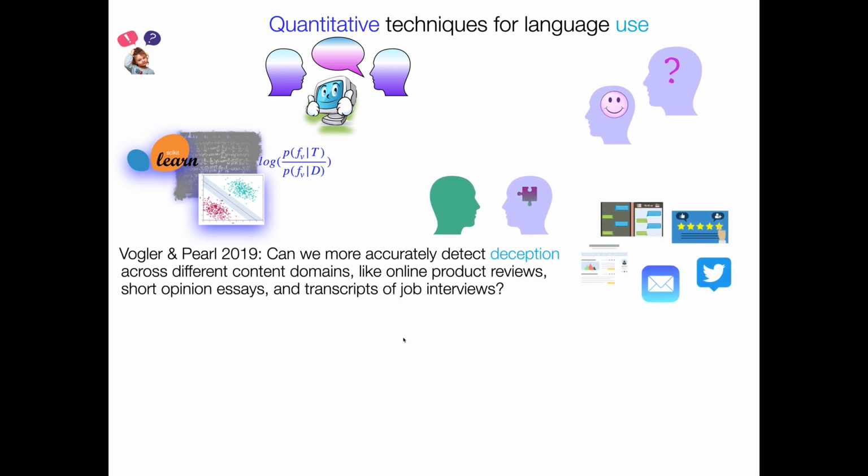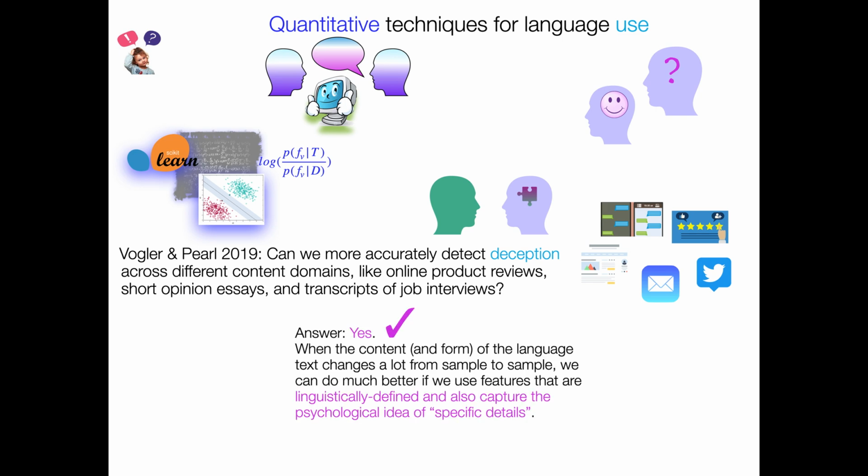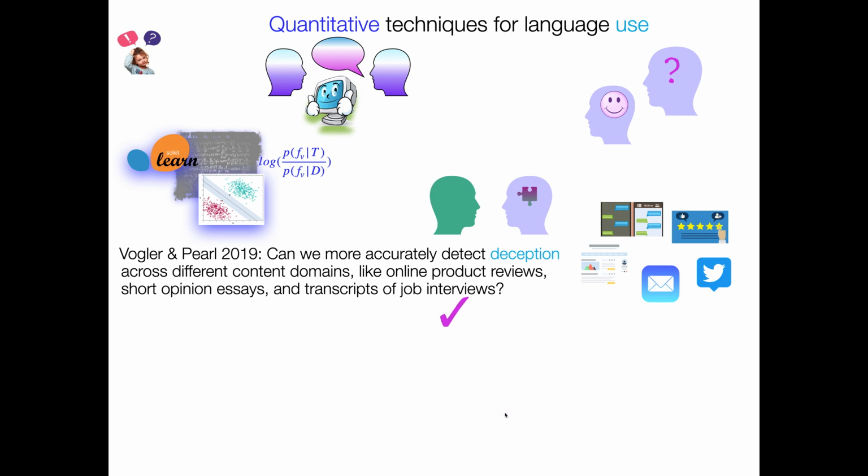Now, another recent project involved trying to detect deception more accurately across different content domains, like say online product reviews, short opinion essays, and transcripts of job interviews. And the answer is that yes, we can actually do this much better than before when the content and form of the language text changes a lot from sample to sample. We can do better if we use features that are linguistically defined and also capture the psychological idea of specific details, so counting the right thing again.